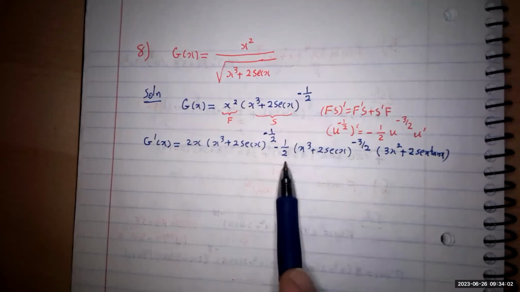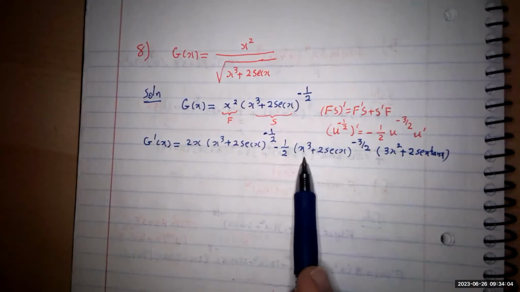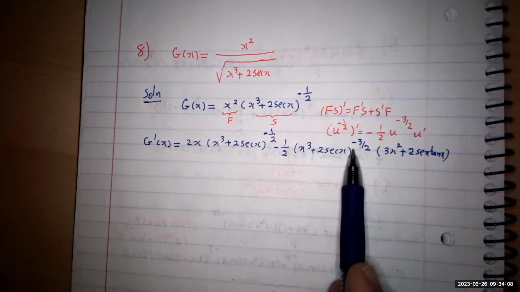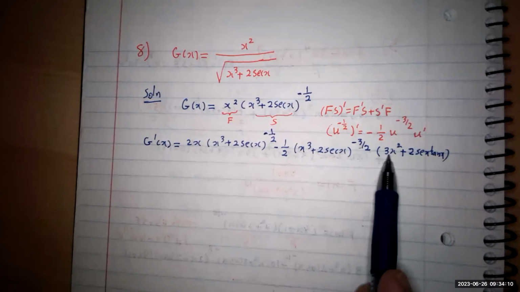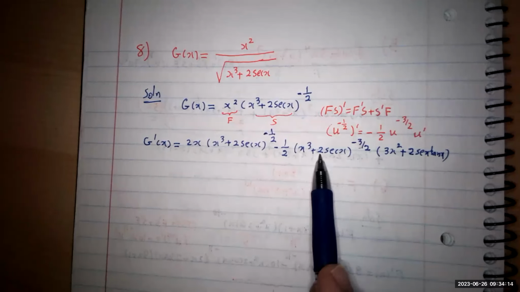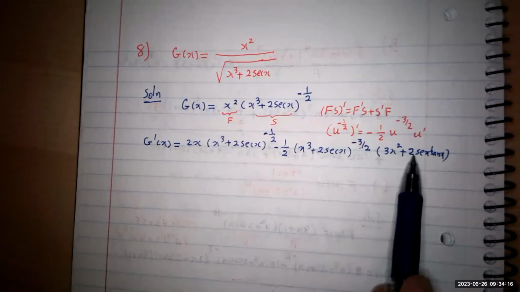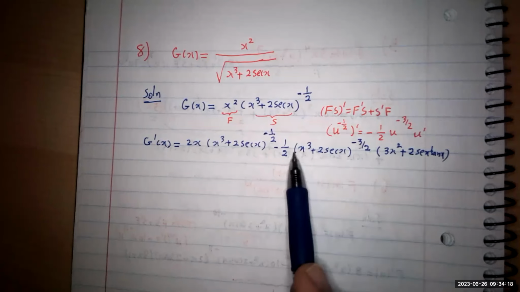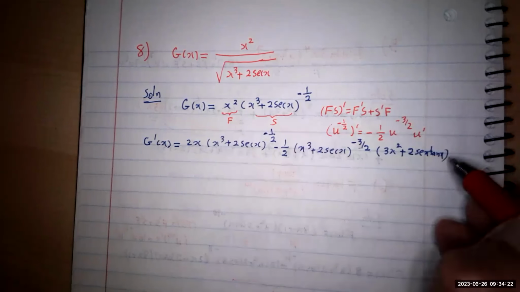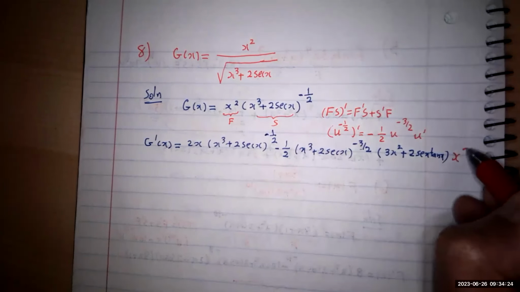So bring the negative 1/2 down. So that gives u to the negative 3/2. Okay, u to the negative 3/2 times u prime, 3x squared plus 2 secant x tangent x, but multiply by the first one. But some people miss this one. Multiply by the first, which is x squared.